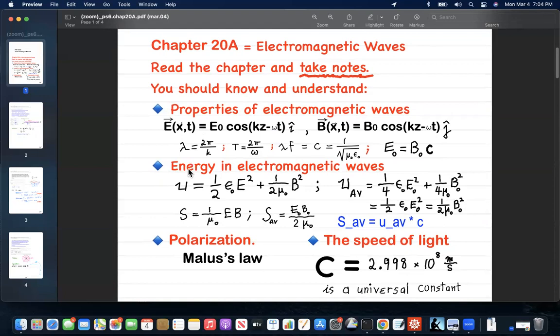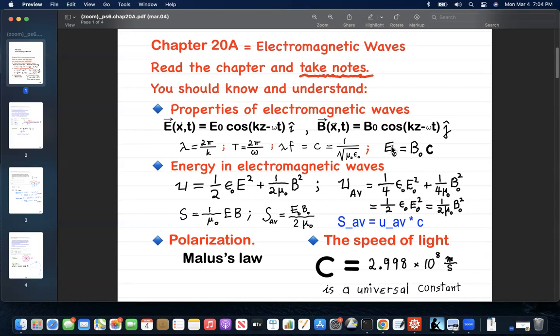We also need to understand the energy in electromagnetic waves. You remember from earlier in the semester, electric fields have energy, magnetic fields have energy. The energy density, so U is not the energy, it's the energy density, is 1/2 epsilon naught E squared plus 1/(2 mu 0) B squared. Now, it turns out, as Maxwell discovered, the electric energy and the magnetic energy are equal.